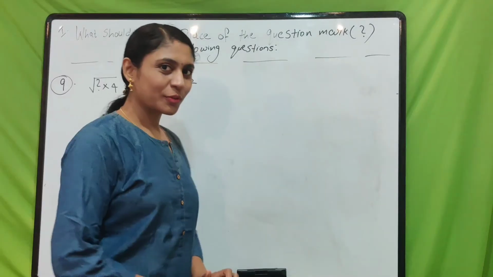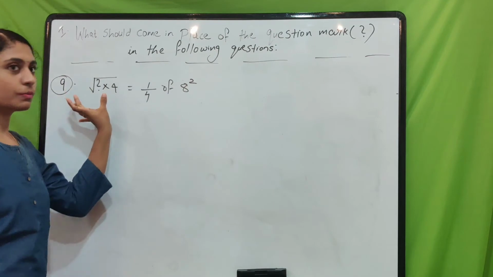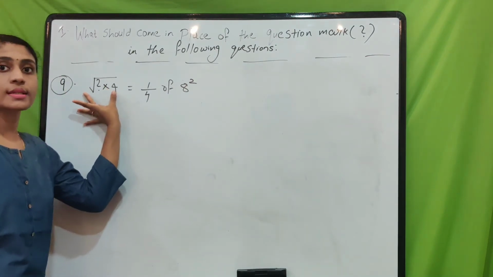Answer is 2. Friends, moving on to the ninth question, right? So within the square root it is written as question mark into 4.